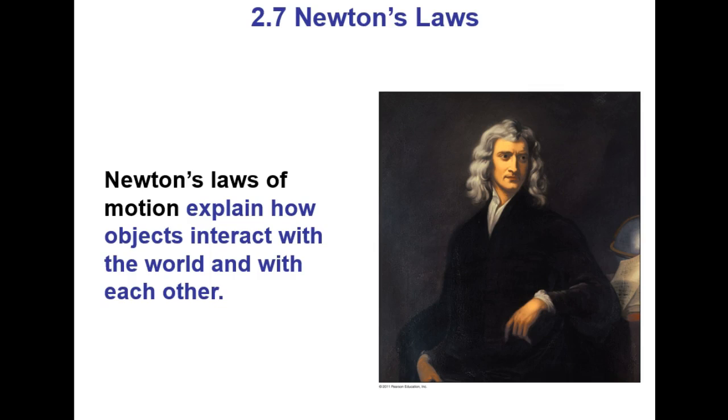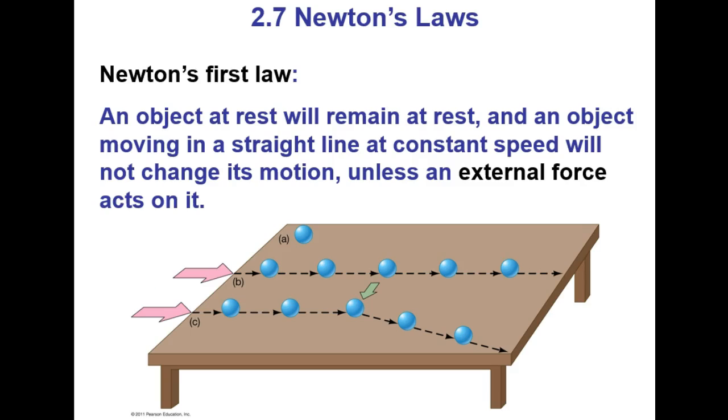Newton's laws of motion explain how objects interact with the world and with each other. Newton's first law: an object at rest will remain at rest, and an object moving in a straight line at constant speed will not change its motion unless an external force acts on it.